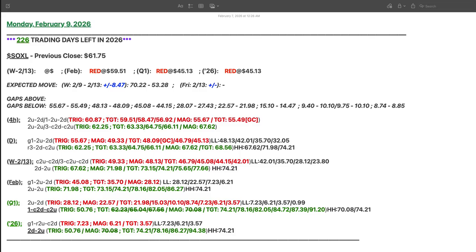Again, this trading method doesn't work just for SOXL. It works for any publicly traded company in the U.S. stock market. So keep that in mind.